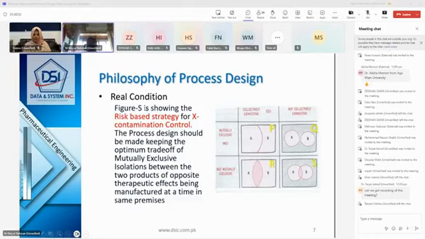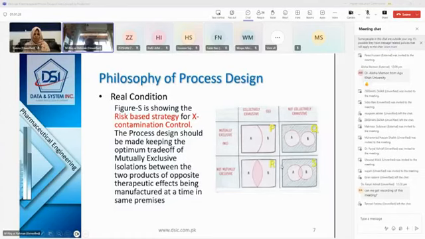This figure shows the risk-based strategy for cross-contamination control. I'm deciphering the whole paragraph. The process design should be made keeping the optimum trade-off of mutually exclusive isolations between two products of opposite therapeutic effects being manufactured at a time in the same premises.